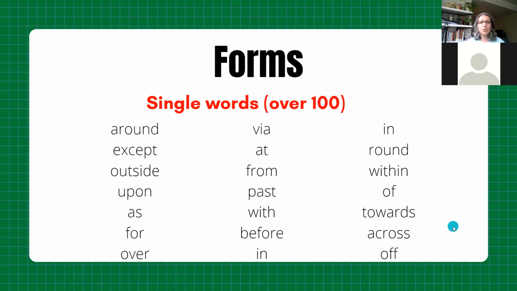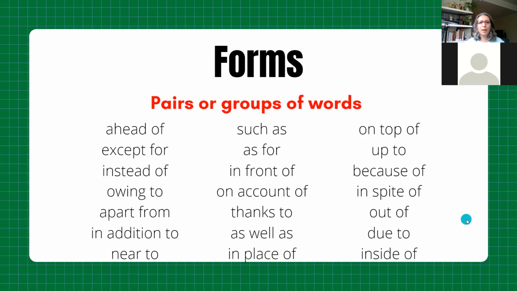Some forms of a preposition come in as single words, and there are over 100 of these. And pairs of words or groups. It depends, but sometimes you want to look at it as a whole. Sometimes you can break it down and say, oh, there's a noun in there. So on account of, for example: on would be a preposition, account is a noun, and of would be a preposition. So within it, there are other parts of speech, but we can treat it as one together.